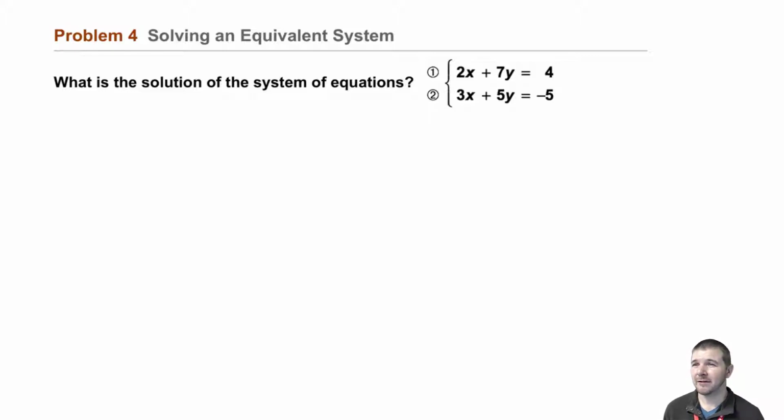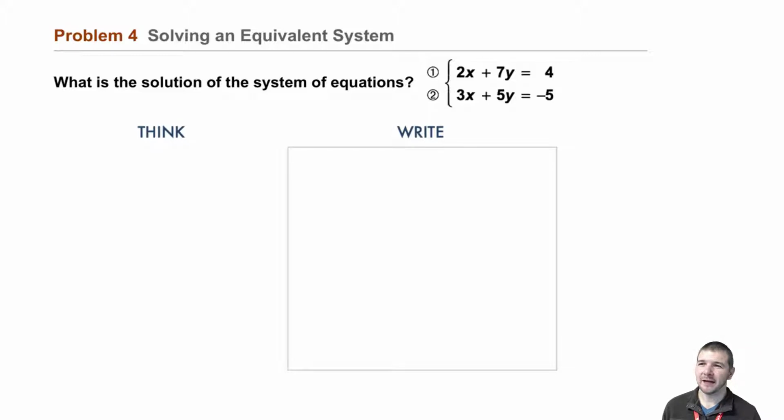Here we don't have opposite values for x or opposite values for y in the two equations, so we can't simply add or subtract the second equation from the first and eliminate a variable. So we're going to use that property we just saw to create an equivalent system and solve that one.